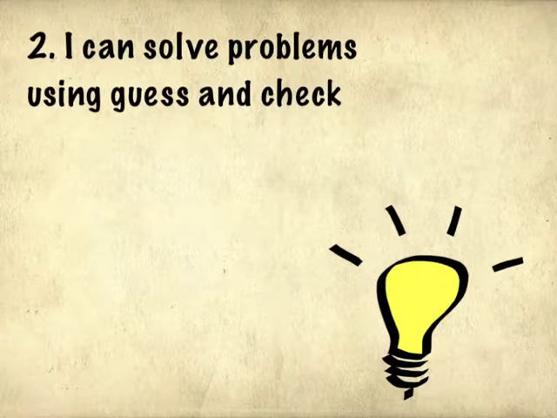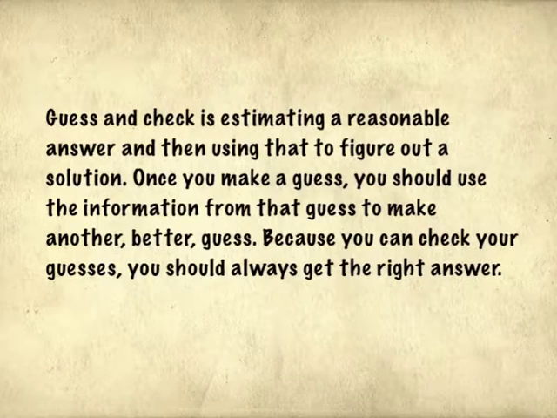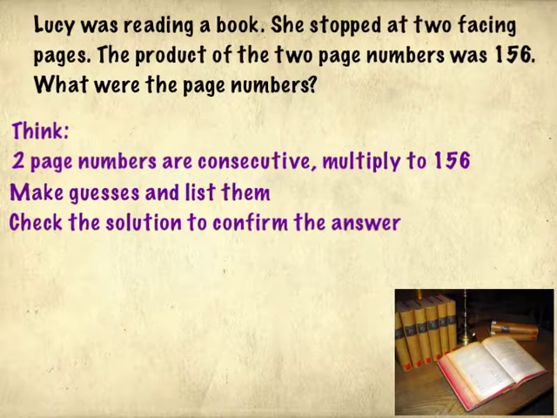Let's move on and talk about how to solve problems using guess and check. So guess and check means estimating a reasonable answer and then using that to figure out a solution. Once you make a guess, you should use the information from that guess to make another better guess. Because you can check your guesses, you should always get the right answer. Let's look at an example.